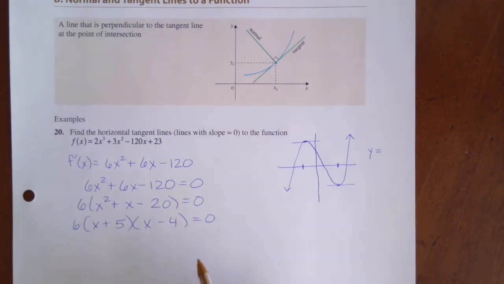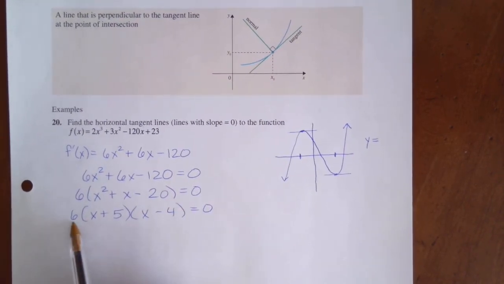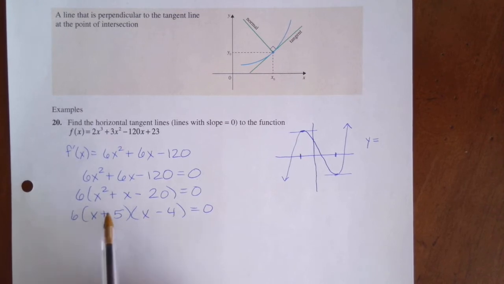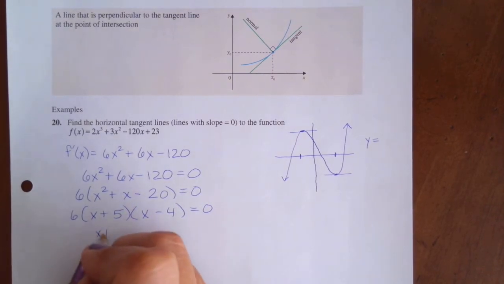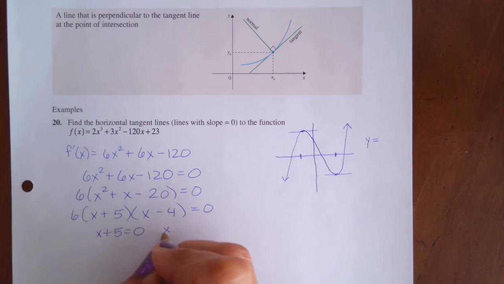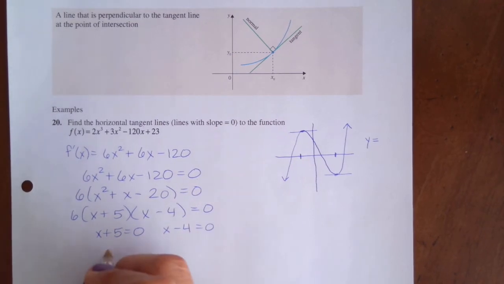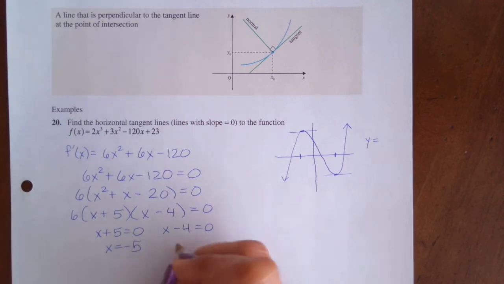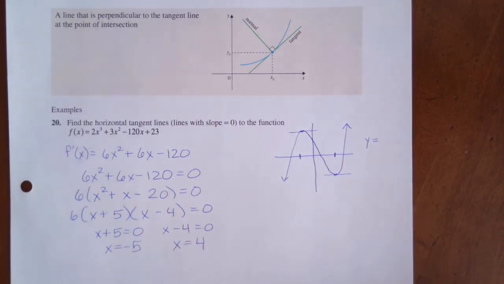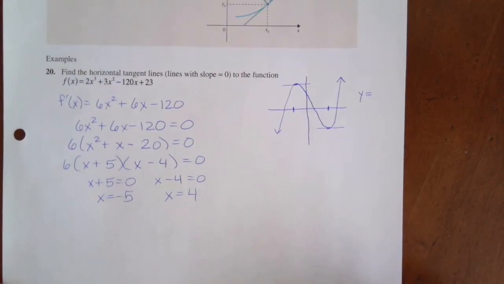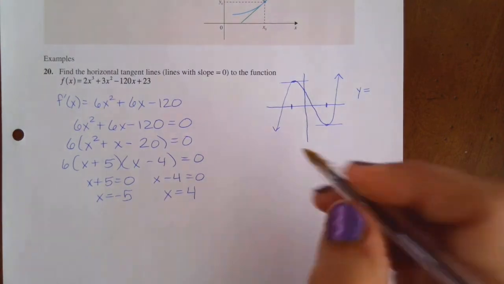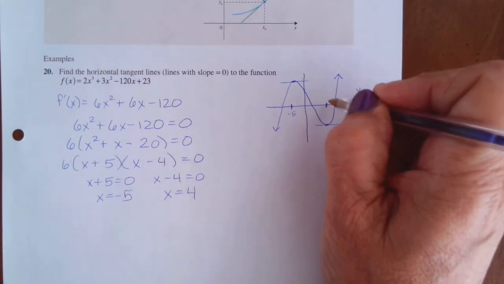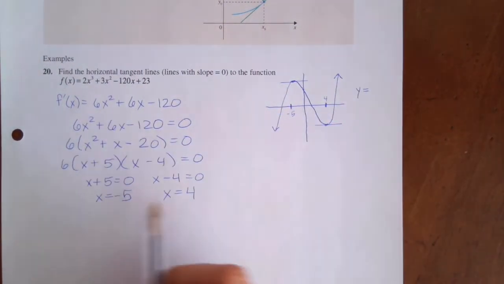Get our two values. Now remember, that's not an x term, so that's not one of your roots. You just set roots that have variables in them equal to 0 and solve. So there are 2 places where we have a tangent line equal to 0. The slope is equal to 0: 4 and negative 5. Okay? So now I know this is negative 5 and this is 4. Those are the x values.